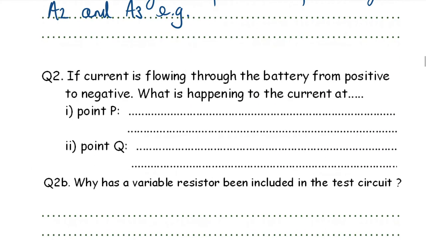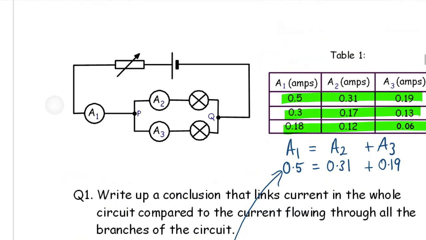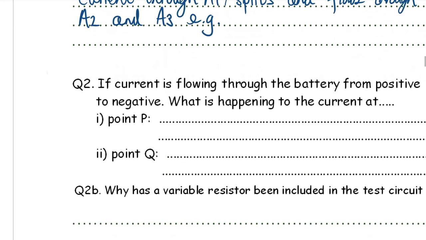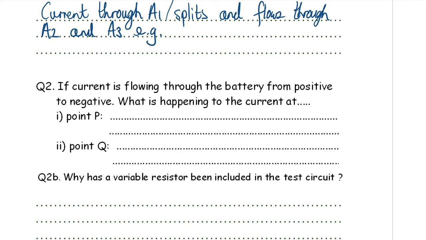Okay, question two. If current is flowing through the battery from positive to negative, what is happening to the current at point P and point Q? Positive to negative. So if the current is flowing in this direction, what we can say at P is the current splits, and at Q it merges and flows merrily around the rest of the circuit. So what's happening to the current at P? Current splits. Q, current merges.